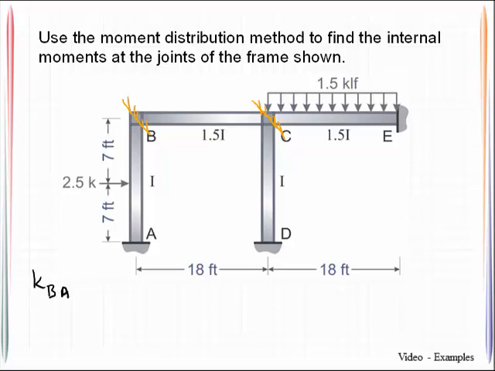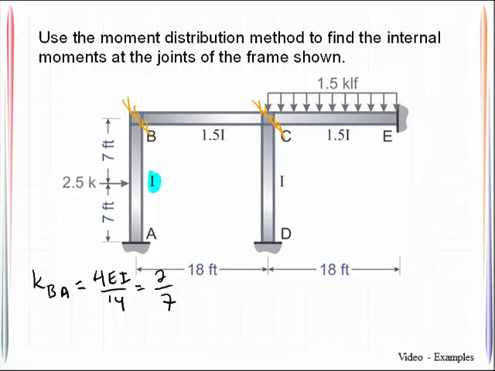So I'm going to be looking at joint B first, and that will be equal to 4EI over L, which is 14. By the way, that will be equal to 2/7. I'm conveniently leaving off that EI, and you'll see why here in just a little bit.